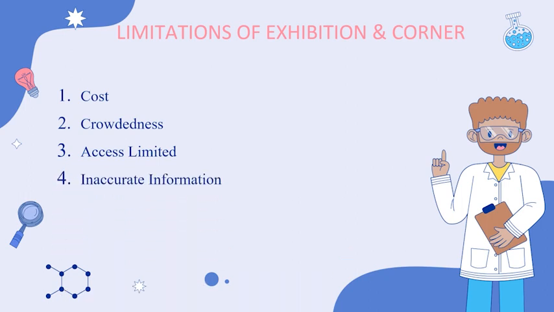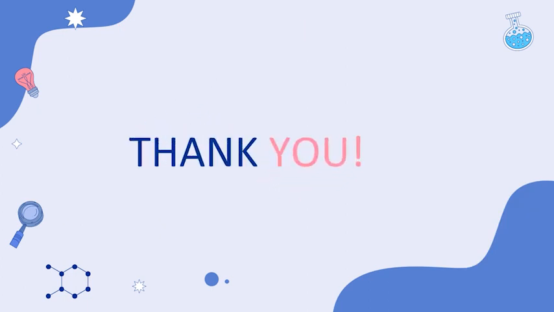The fourth is inaccurate information. Some exhibitions could contain material that is inaccurate or deceptive, which can affect the public's knowledge of science and technology. The fifth is unsustainability. Science and technology exhibitions can consume a lot of energy and resources as well as produce a lot of garbage.